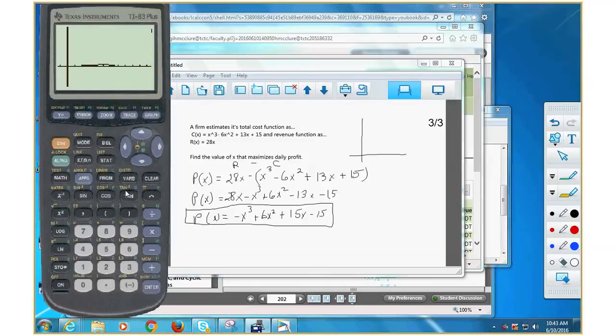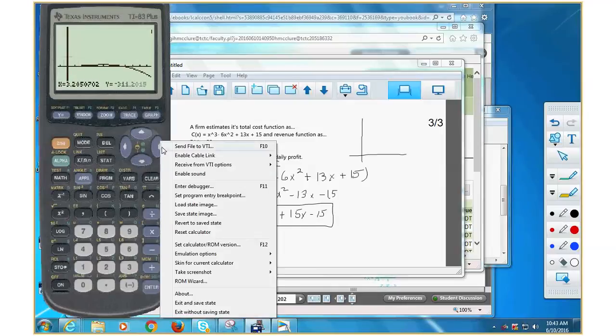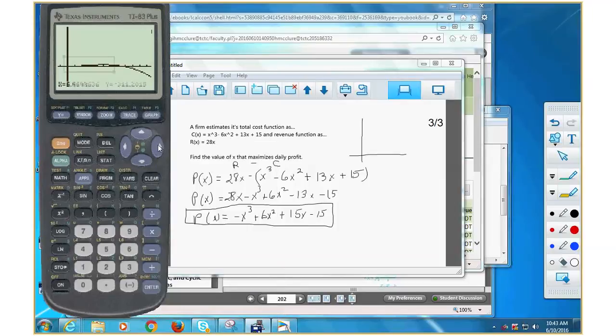I'll have to blow it up a little bit more to get this area right in here. So just give me a second. You can do this with the window also, but I'm just going to blow it up a little bit more. Looks like the max is going to be around 5 or 6. There we go. But you can't really tell where it is.